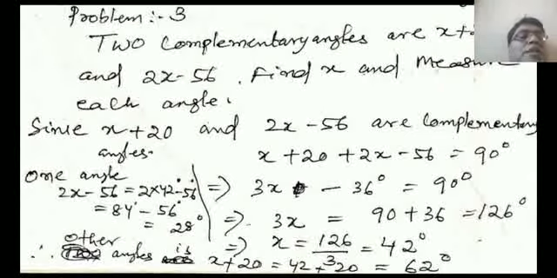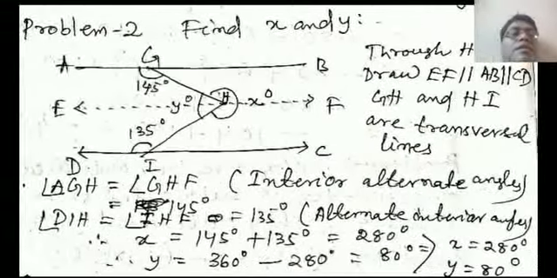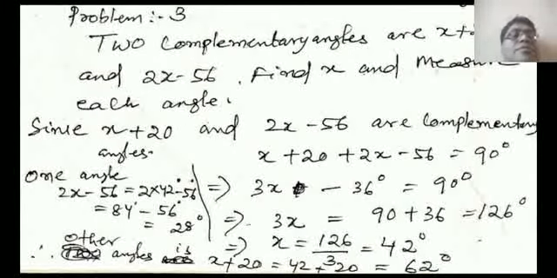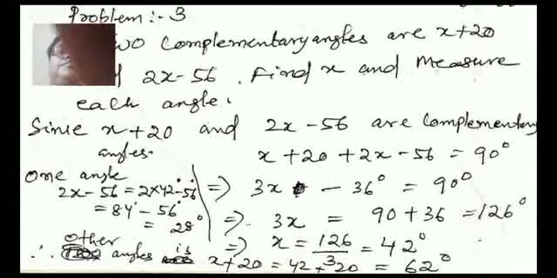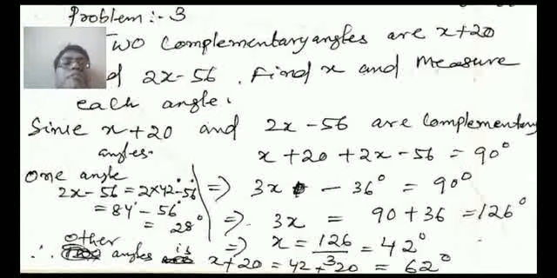Then it is the third problem. Problem 3. Two complementary angles are x plus 20 and 2x minus 56. Find x and measure each angle.